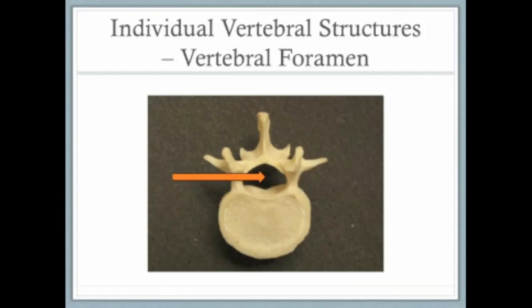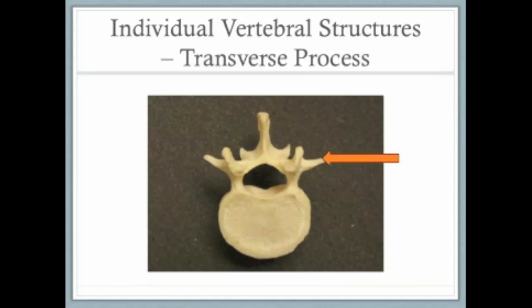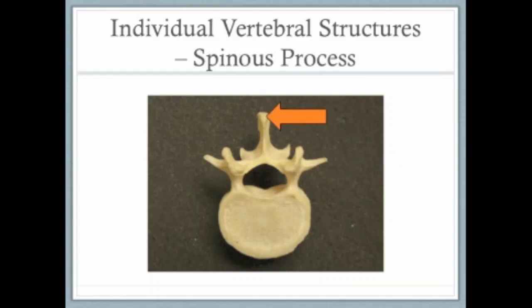Before discussing individual vertebrae, we should discuss vertebral structures. The vertebral foramen is the large hole seen here in the center of the vertebrae, which the spinal cord moves down. The body of the vertebrae is the large portion of the vertebrae that faces the anterior. The transverse process is the process that is most lateral on the vertebral structures, shown here by the orange arrow. The spinous process are the bumps you can feel down the center of your back and are at the most posterior section of the vertebrae.